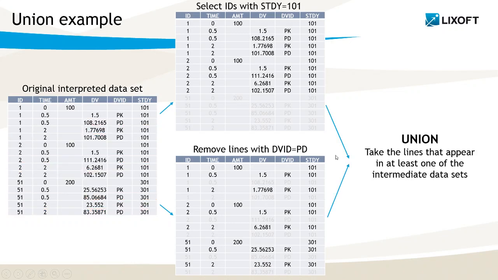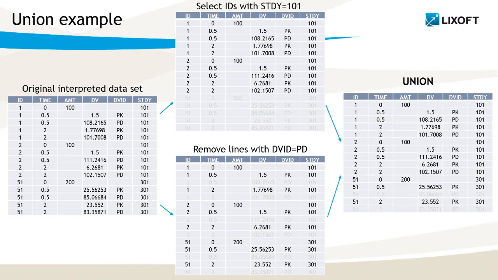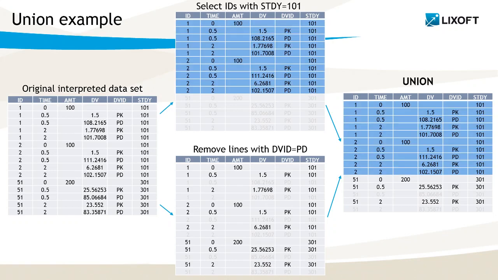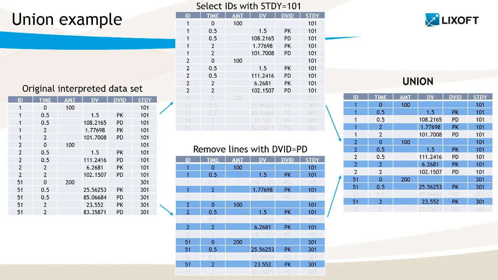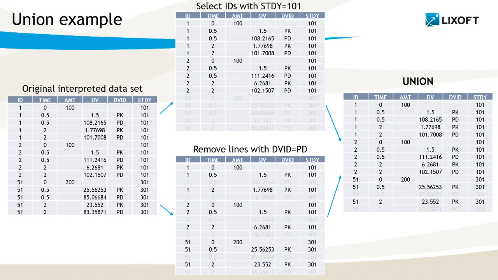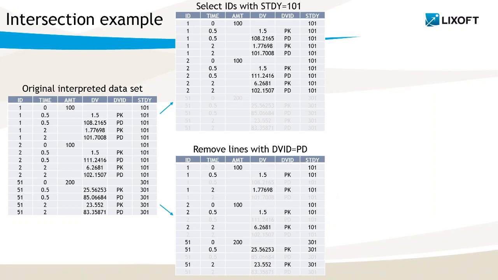Doing the union of these two datasets means that I will take all the lines that appear in at least one of the two datasets. This is the dataset I obtain when doing the union. These lines come from the first intermediate dataset and these ones come from the second one. So at the end it gives me all the data from study 101 and the PK data from the other studies.